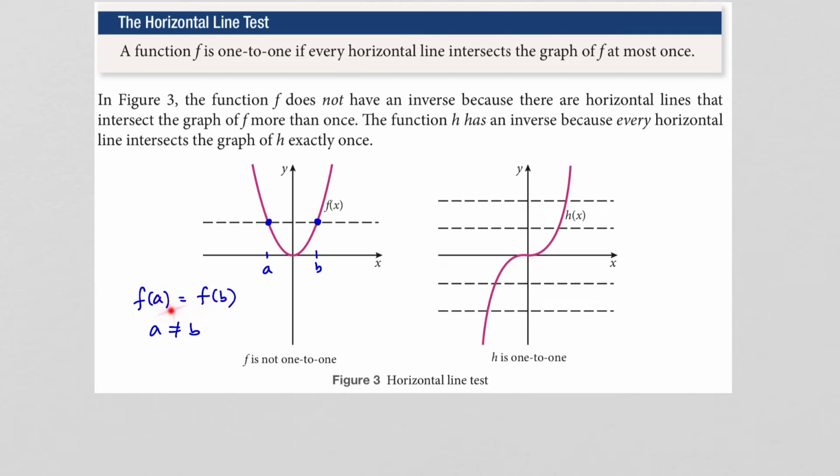So if f of A equals f of B and A and B are not the same, you do not have a one-to-one function. So again, the easy way to think about this is that if you can draw a horizontal line that hits the graph more than once, it is not one-to-one. An example of a function that is one-to-one would be a function that looks like this. Notice that every possible horizontal line that you draw here only hits the graph of the function one time, right? So this function is one-to-one.